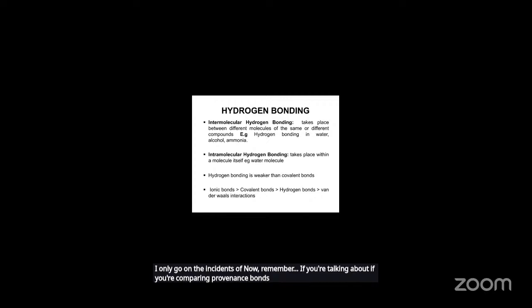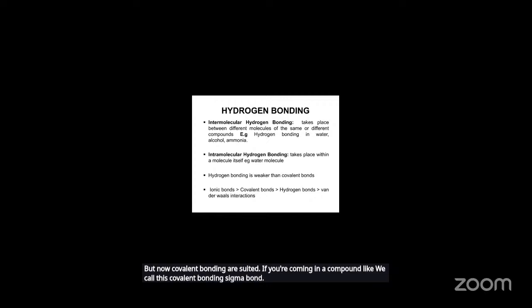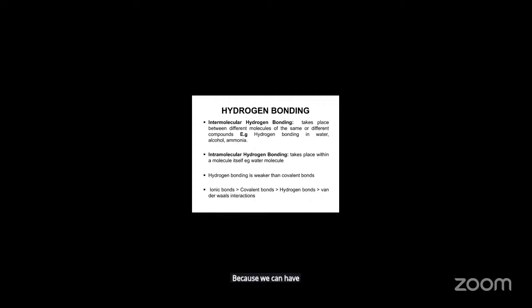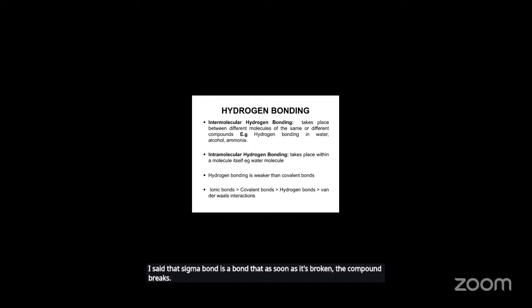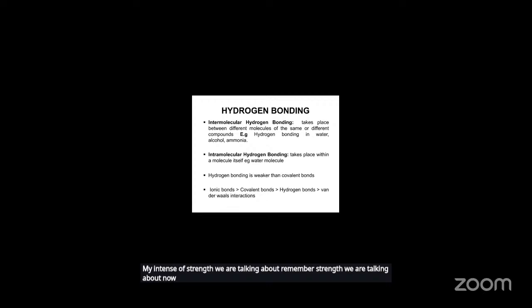Sigma bond and pi bond. Now, covalent bonding is of two types. If you're coming to a compound like alkane, we call this covalent bonding a sigma bond, because we can have sigma bonds and we can have pi bonds. I said that a sigma bond is a bond that, as soon as it's broken, the compound breaks. Now, in terms of strength, remember, we are talking about the ionic bond being the strongest bond. Ionic bond is about the force of attraction here.